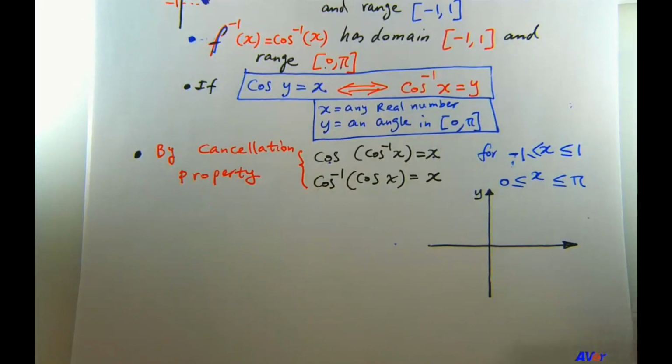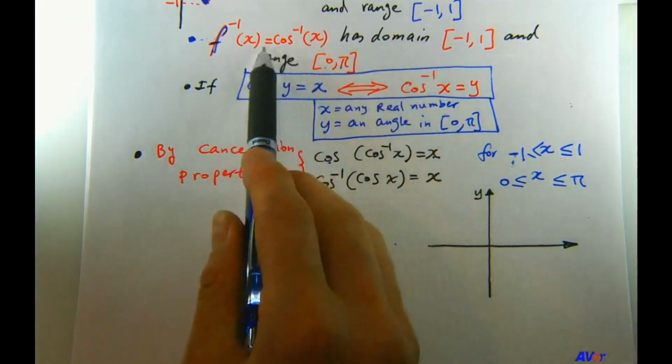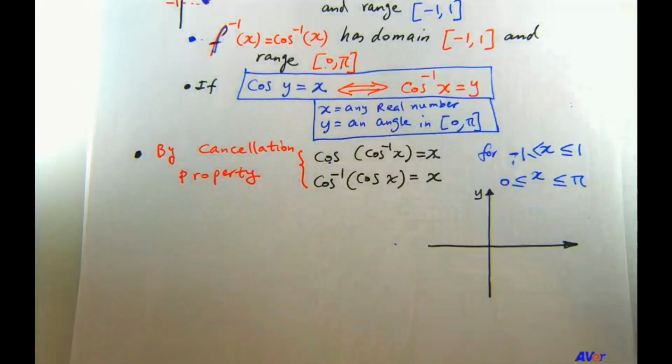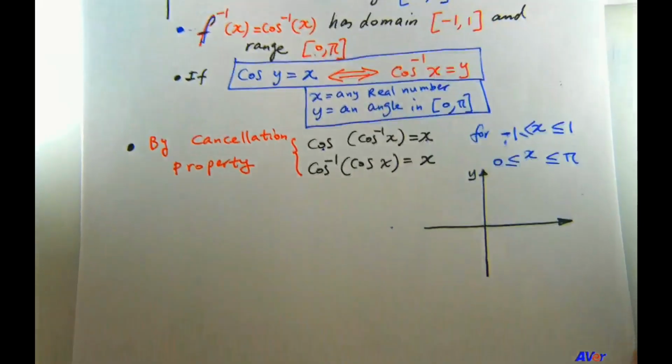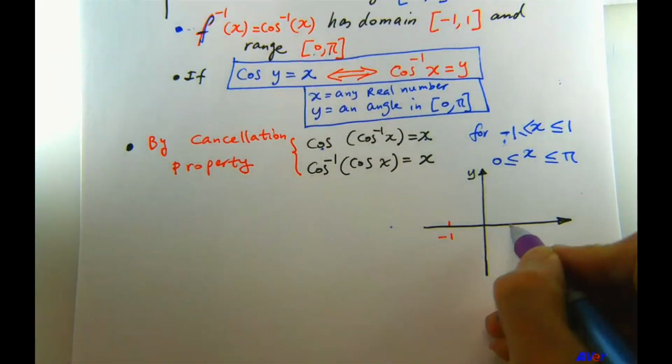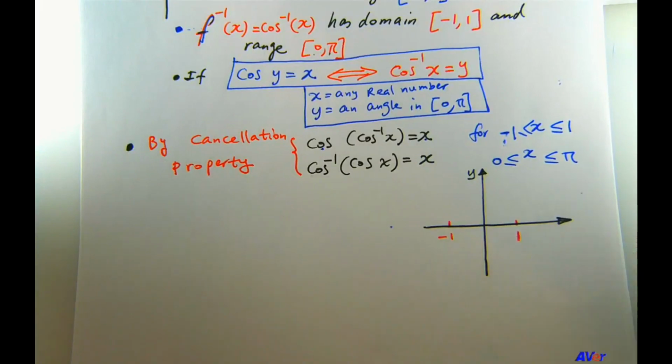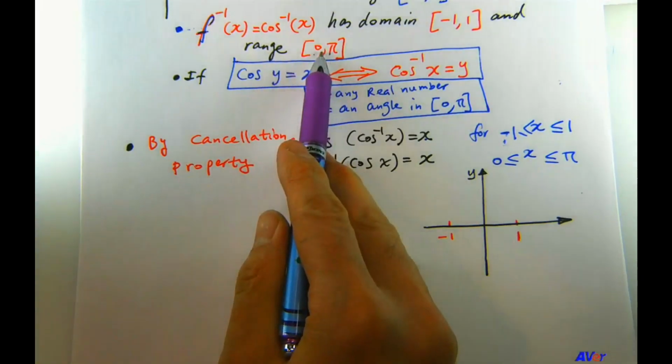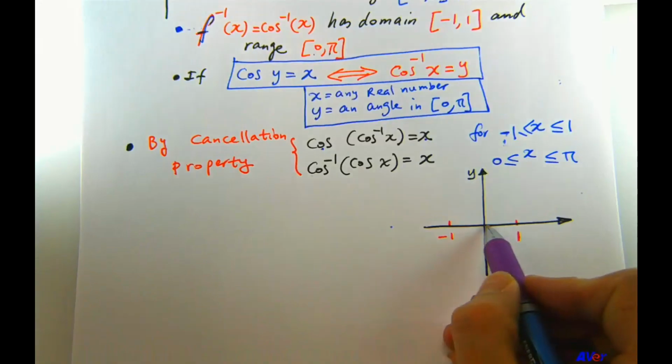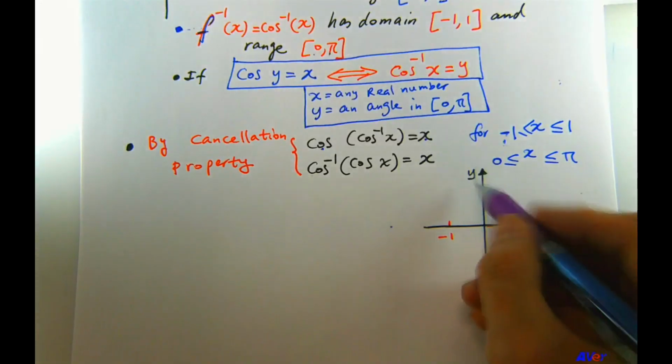You can easily see how the graph should be drawn from here. The domain should be between negative 1 and 1. Okay, that means I need to put negative 1 and 1 here. Good. And the range should be between 0 and pi. So 0 here and pi up here.